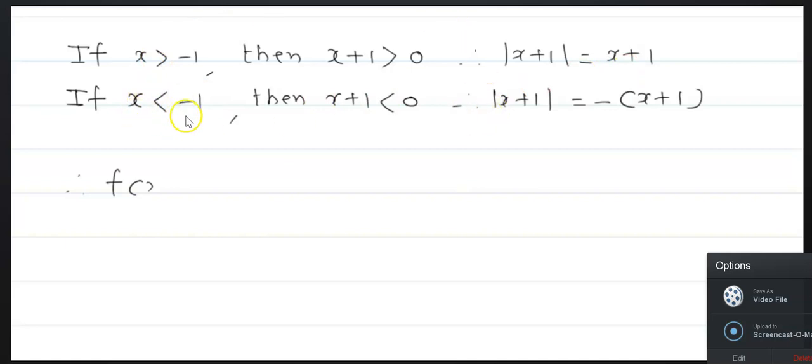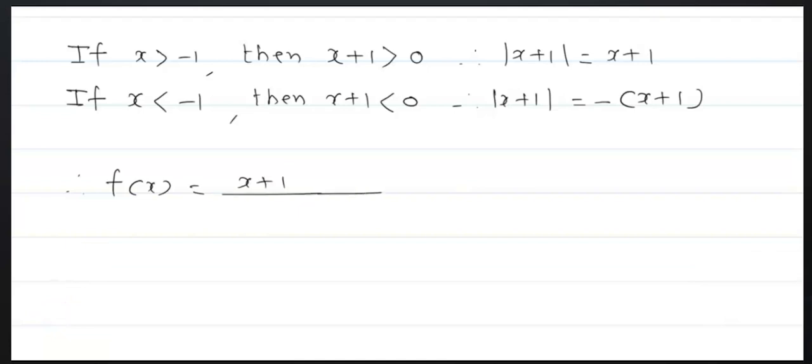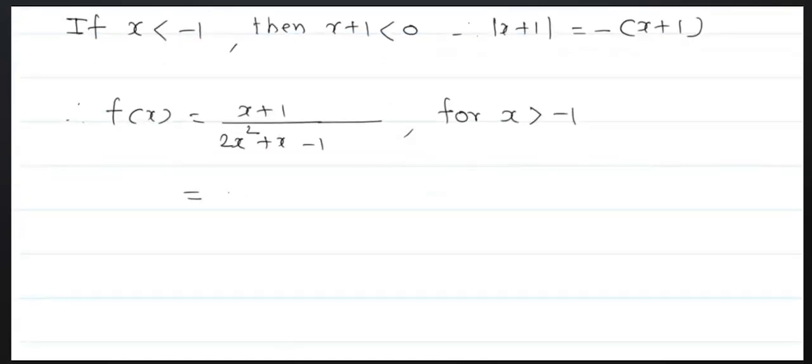And if x is less than minus 1, to solve this, add 1 to this inequality. Then you will get x plus 1 is less than 0. Therefore, mod of x plus 1 is equal to x plus 1 for x greater than minus 1, and equal to minus (x plus 1) for x less than minus 1. Therefore, here f of x is equal to x plus 1 upon x square plus x minus 1 for x greater than minus 1.